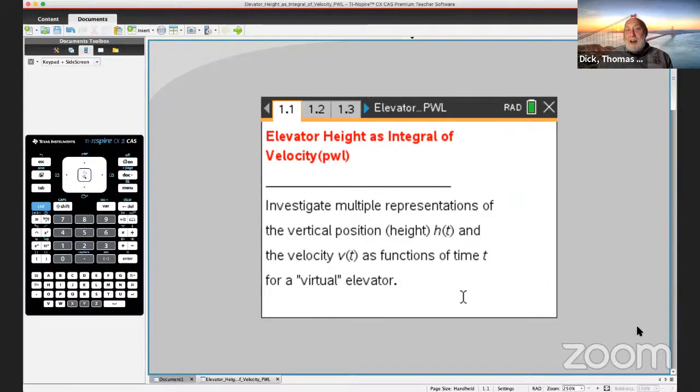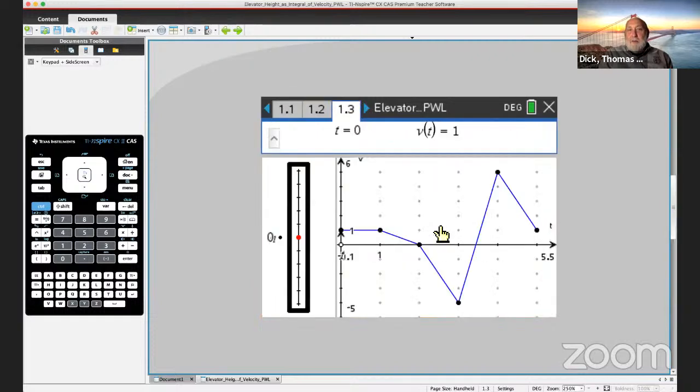I'm going to advance the page. What we have here is a piecewise linear graph of the velocity of an elevator. I'm giving you the velocity graph, and I think that's what Steve had in his example, a piecewise linear graph of the velocity of the power tower. Over here is a rendition of an elevator that's going to follow this velocity. Its movement will be depicted by this velocity graph. So you can ask yourself, will the elevator start out moving up or down?